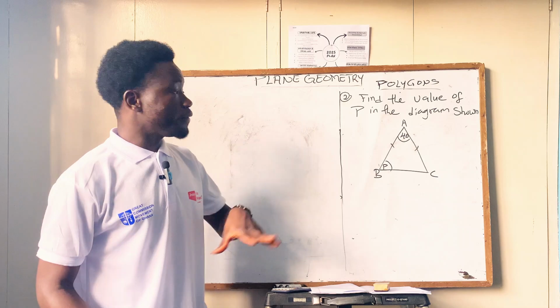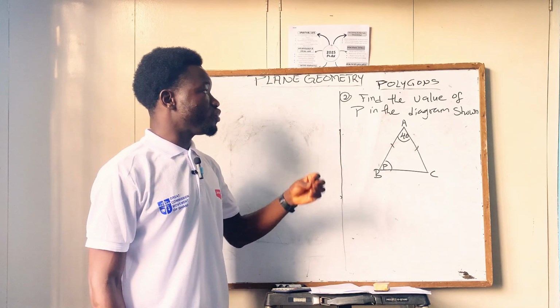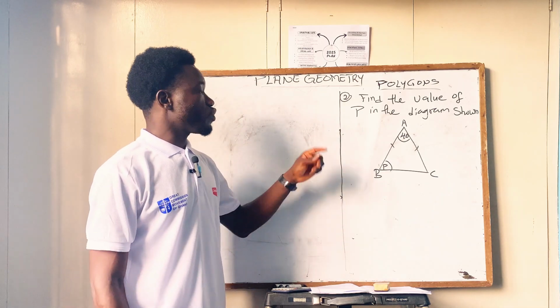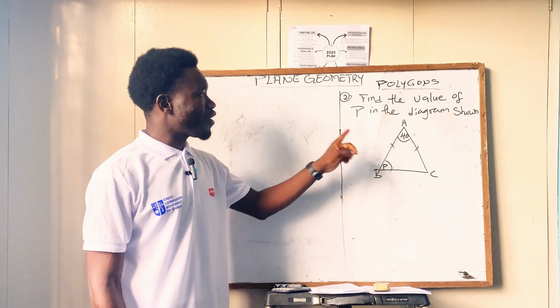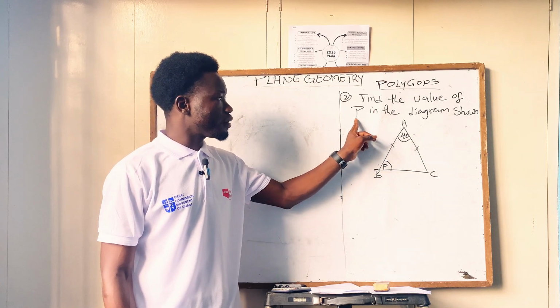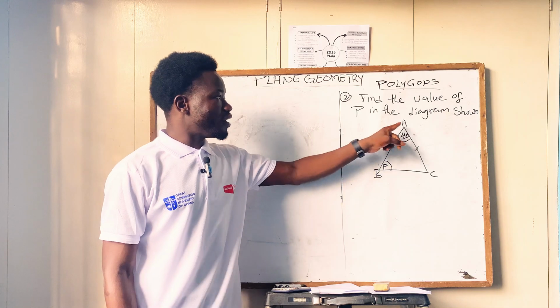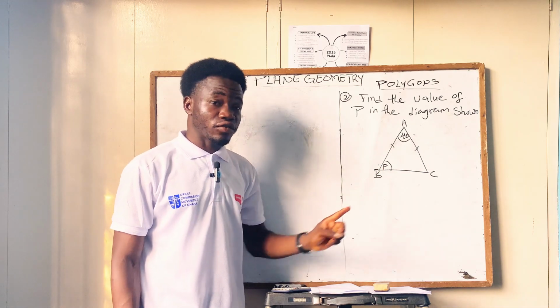So this is the next question. We have dealt with question 1a and b. We're going to look at question 2. Question 2 is demanding that we find the value of p, this p in the diagram. So the p here is what they are asking us to find.